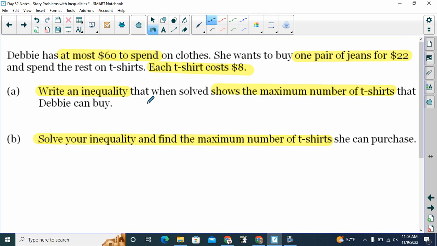So part A, we are trying to write an inequality that shows the maximum number of t-shirts that she can buy. Instead of starting out with all the variables and putting all the numbers in, I always start out with a written inequality, a word inequality, that we can then transform into an algebraic inequality. So she looks like she's spending money, so we are going to write down money spent. And we want to compare that to $60.